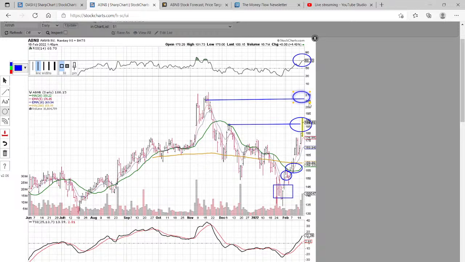Now I'm position trading this one. Position trading this one means I'm going to stay with it regardless. So I'm just looking to downsize it into strength, okay? I want to sell into strength. I want to buy weakness.